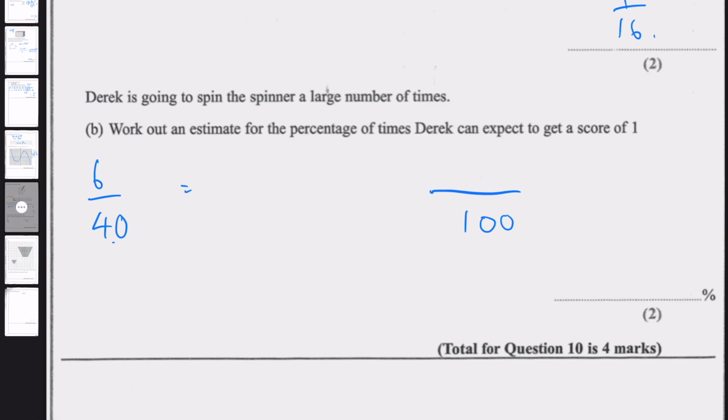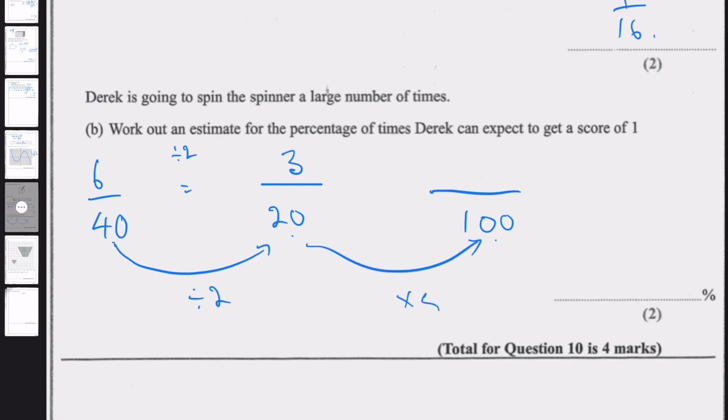Now 40 doesn't go into 100 very well. So I would do a little stopgap first of all, and if I get it out of 20 first, because I know 20 goes into 100 and 20 goes into 40. So if you divide by 2 first of all, 40 divided by 2 for 20, 6 divided by 2 for 3, and then I can times by 5 to get it out of 100. 3 times 5 for 15. 15 out of 100 means 15%.